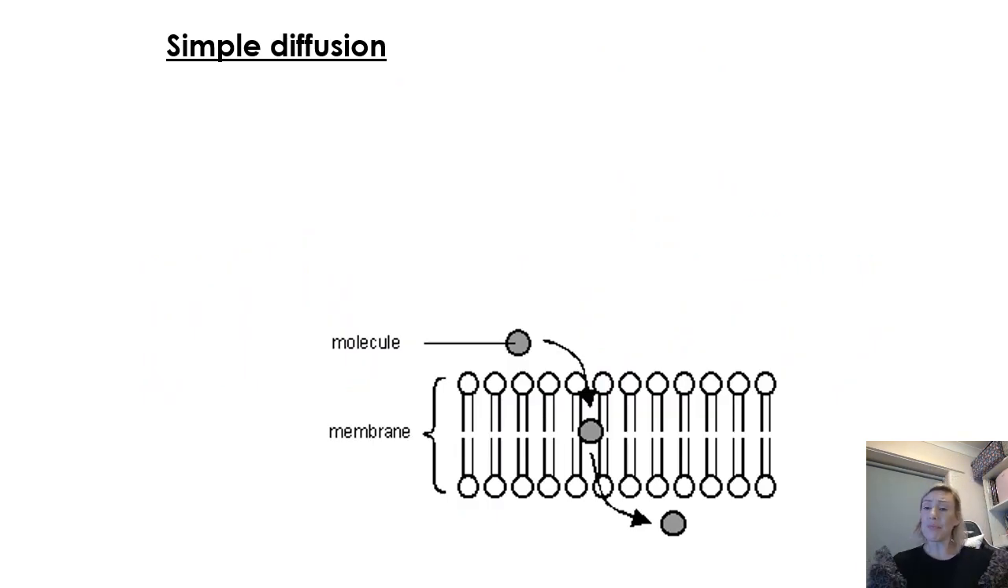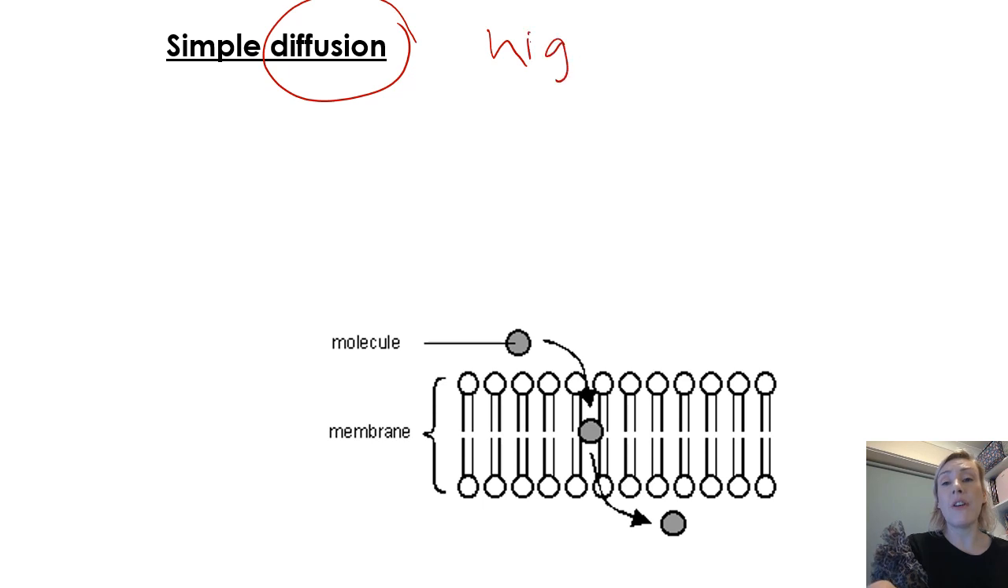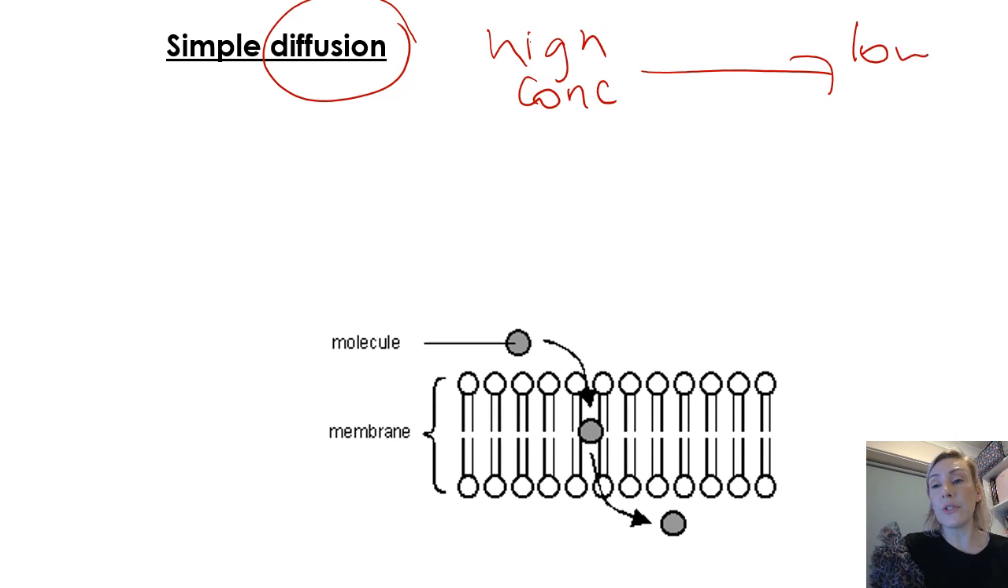Okay, so I'm going to now just remind you of something that you did in your GCSE studies, which is the term diffusion. So we talked about how molecules cross the membrane, but this is really why they are crossing. Diffusion, as you'll know from your GCSEs, is the movement of molecules from a region of high concentration to a region of low concentration through a partially permeable membrane.